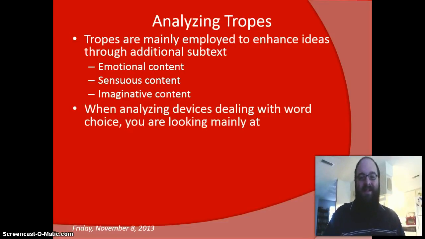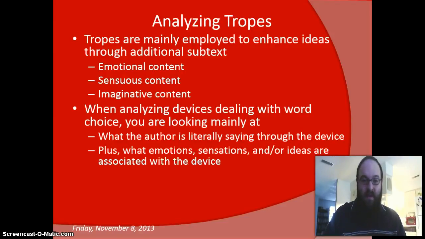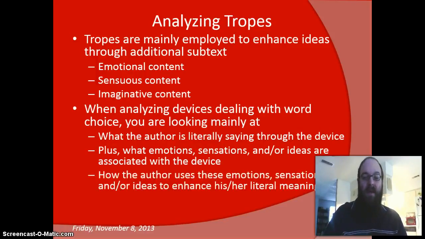When analyzing devices dealing with word choice, you're looking at the same three questions that we talked about with all text analysis, but here are some questions that deal specifically with word choice. You're looking mainly at what the author is literally saying through the device, plus what emotions, sensations, and/or ideas are associated with the device as it is used there, how the author uses these emotions, sensations, and/or ideas to enhance his or her literal meaning, and finally, why this works the way it does.